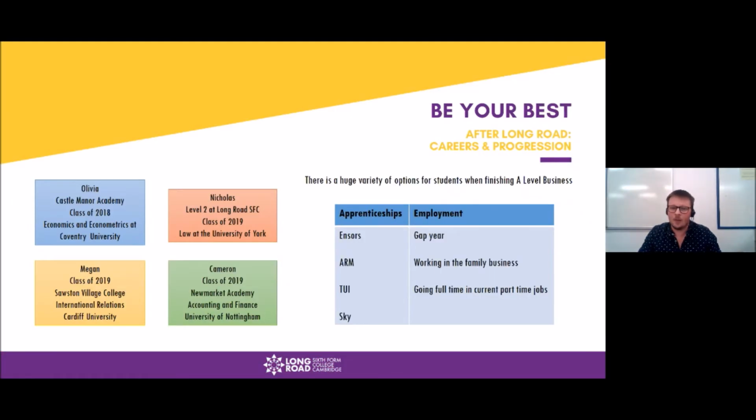So just a couple of last little bits that I wanted to talk about. On the left-hand side of the screen, we've got the blue, red, green and orange little boxes there. These are some of the students that have previously studied A-level business and they've gone on to be successful at different universities. And these are the courses they've studied.